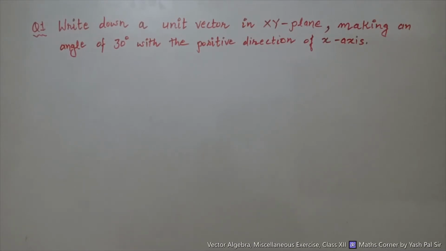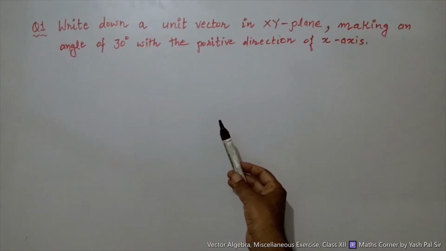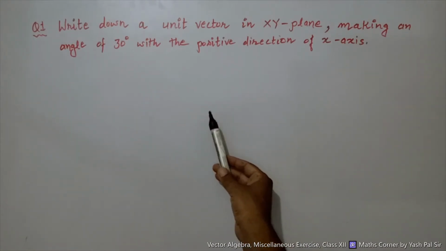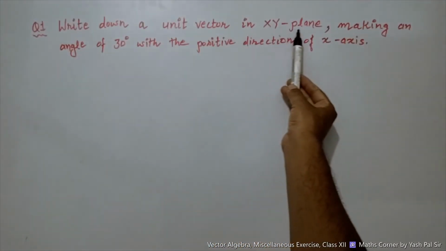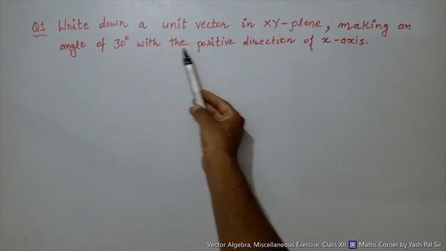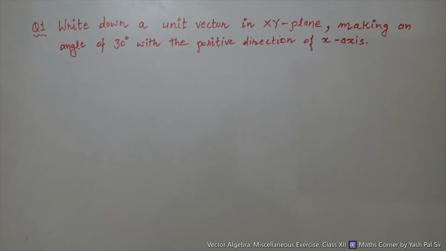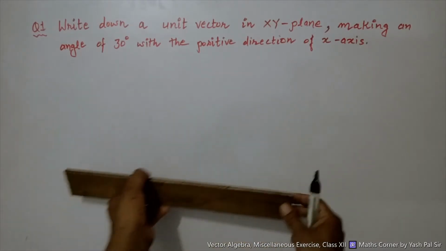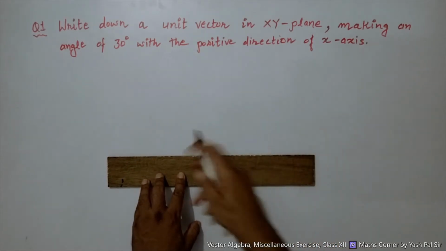The very first question of the exercise is miscellaneous exercise chapter number 10 vector algebra class 12 subject mathematics. Write down a unit vector in xy plane making an angle of 30 degree with the positive direction of x axis. So here firstly we draw the xyz plane, three dimensional plane.